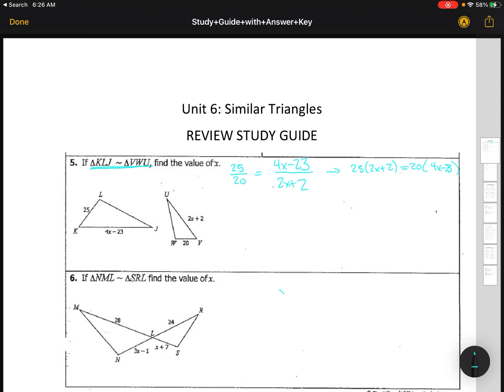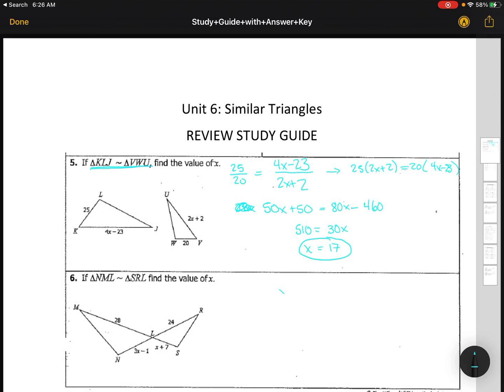You know what? Actually, never mind. We could have simplified 25 divided by 20, but too late. So now we would get 50x plus 50 equals 80x minus 460. And if we combine like terms, we'll add 460 and subtract 50x. So we get 510 equals 30x. Divide both sides by 30. X equals 17. Now remember, my recommendation is never stop just because you got an answer.